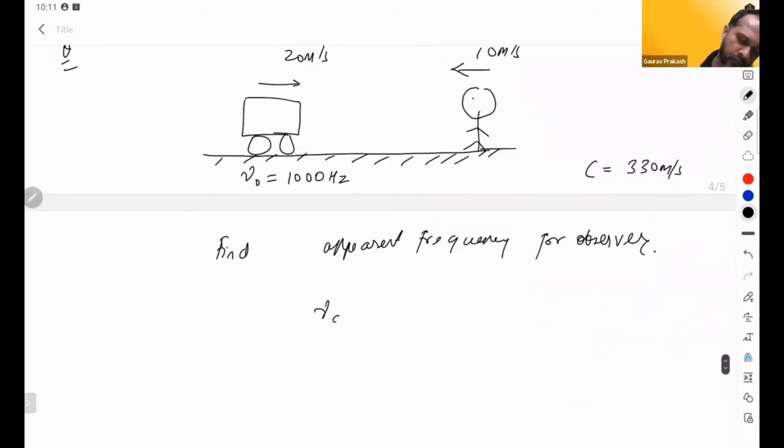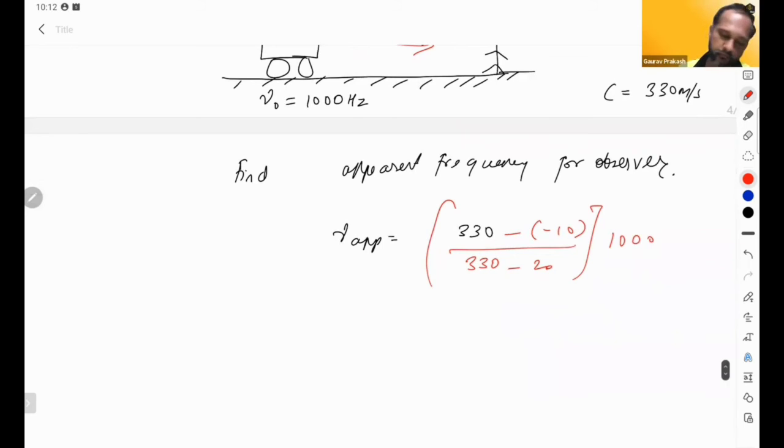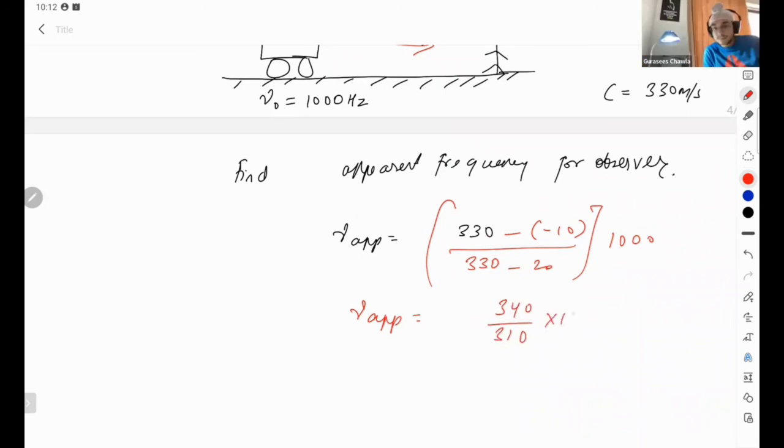So we have new apparent. So C is 330. This direction is taken as positive. So 20 is positive. So and ऊपर में observer होता है तो ये -10 लिखेंगे. And this is 330 minus 20 into 1000. So this is 340 upon 310 into 1000. ठीक है, यही किया होगा आपने भी. So basically frequency increase हो गया because they are coming closer. Right.